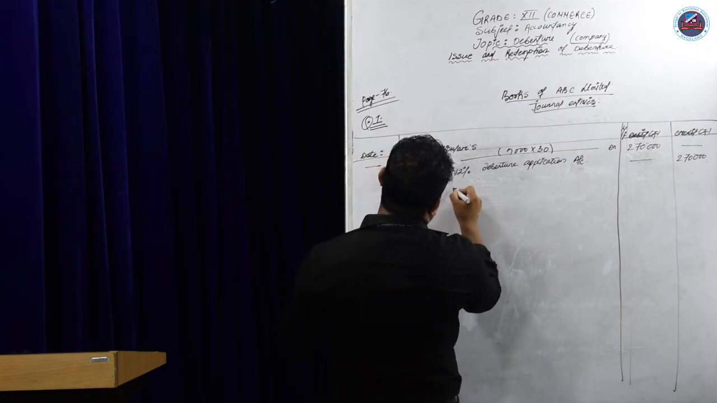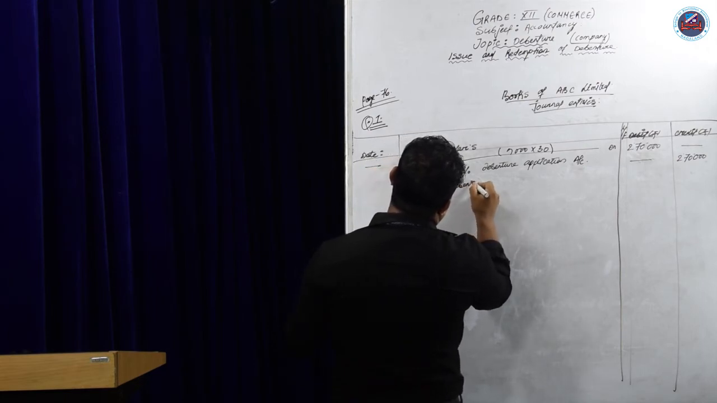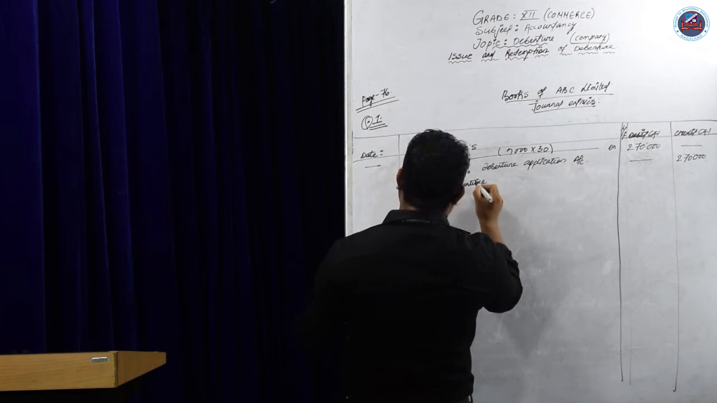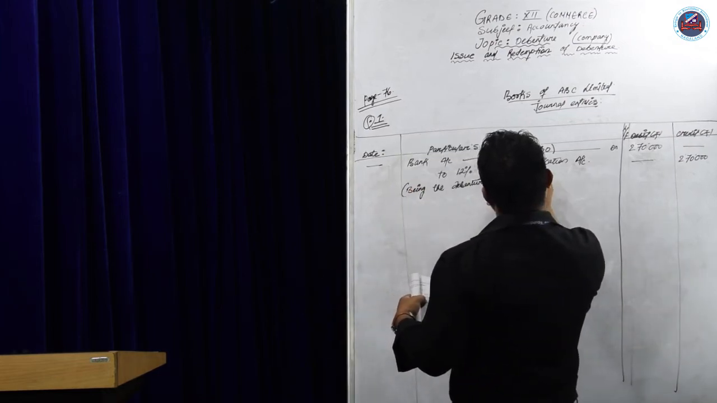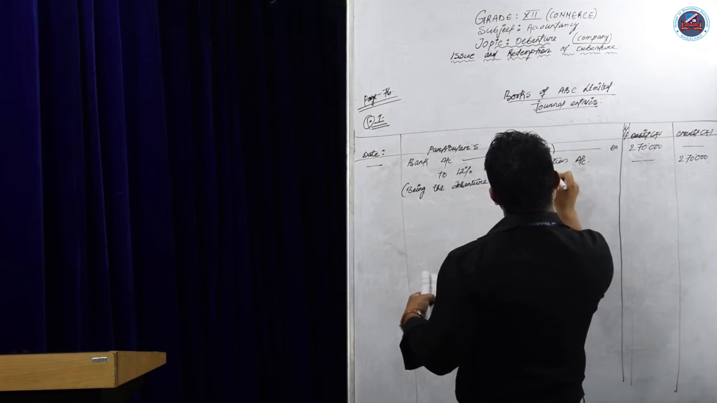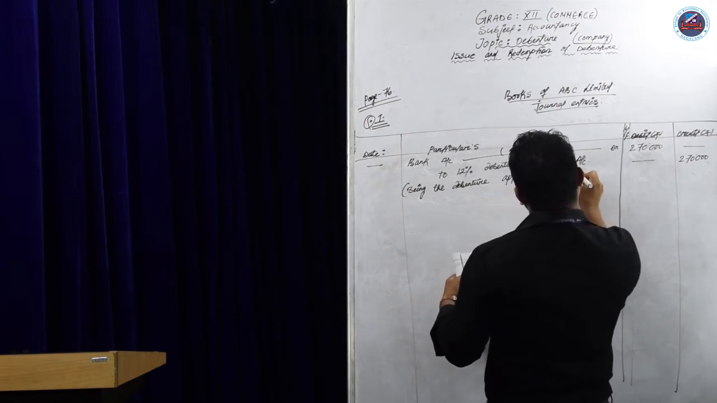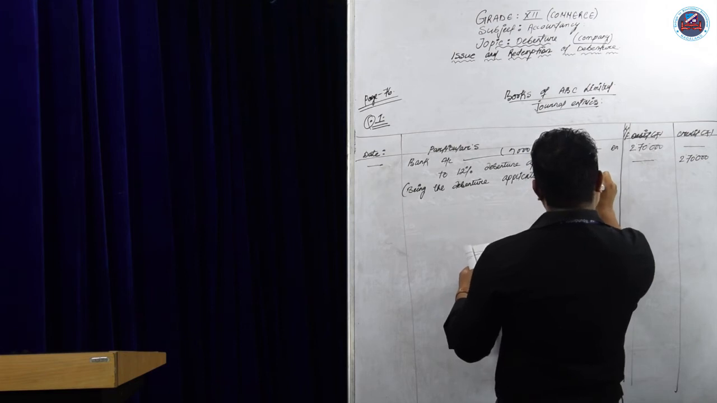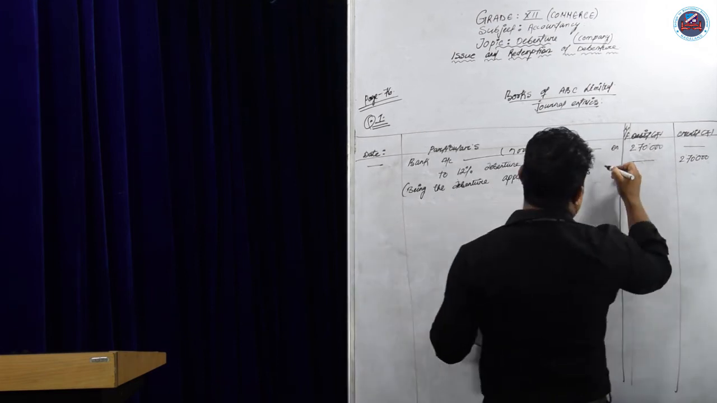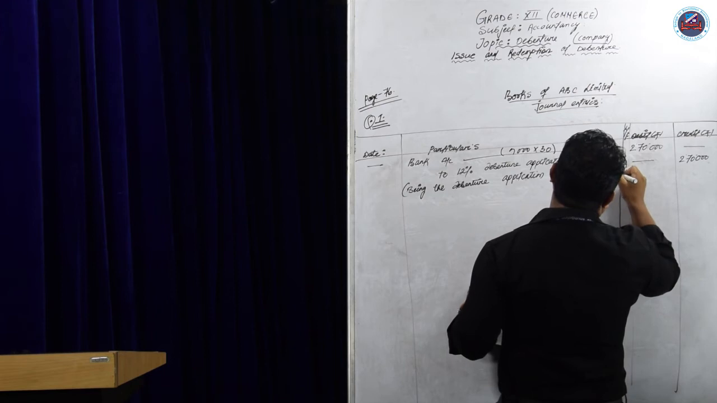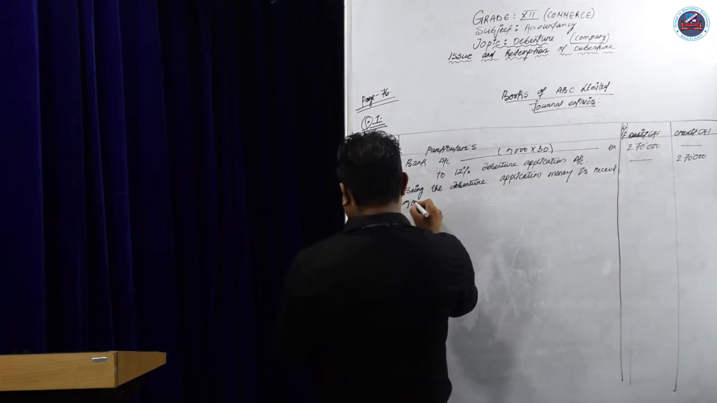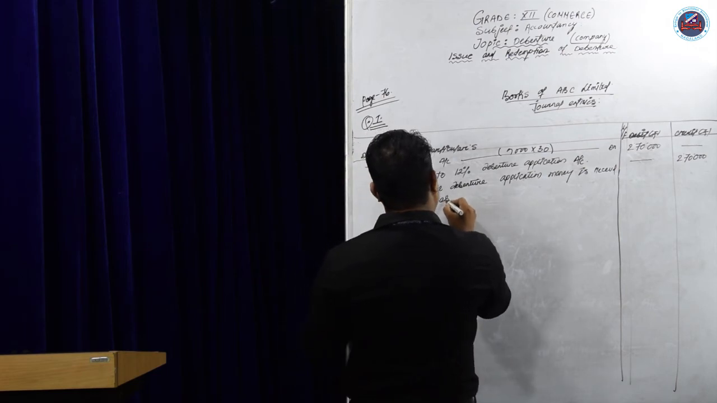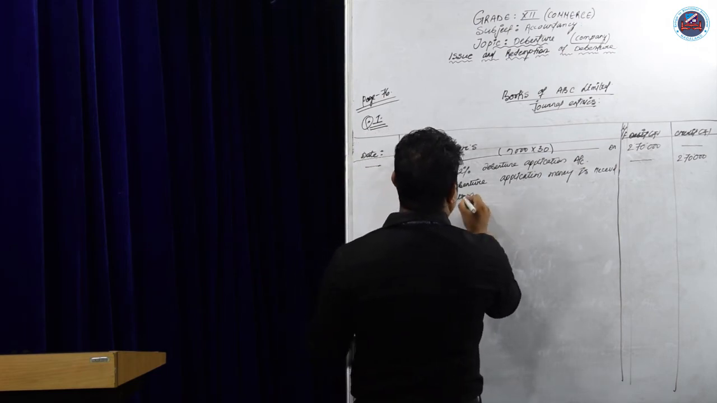The debenture application money is received on 9,000 debentures. This is the narration: 9,000 debentures at the rate of 30 each.